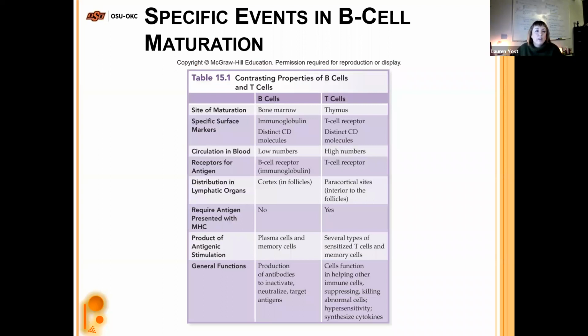Okay, this is specific events in B cell maturation specifically, as well as T cell maturation specifically, and what's going on in what area, and whether they're going to require whatever trigger. So this is a good little table to refer back to if you need to see a little bit more detail in the differences. But the only real things that I am interested in are maybe this one down here, whether it requires antigen presented with MHC. Okay, that's major histocompatibility complex. We'll talk about what it is soon.